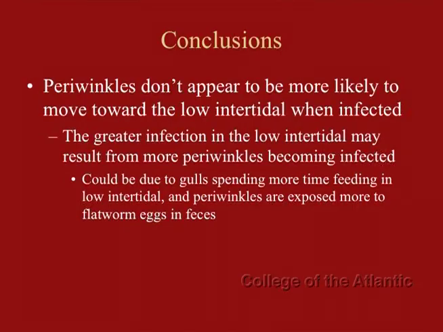It turned out that the periwinkles that were infected didn't move any differently from those that were uninfected. From this, I concluded that the periwinkles don't appear to be more likely to move lower in the intertidal once they're infected. This suggests that the greater infection found in the low intertidal might result from more periwinkles becoming infected there. A possible explanation for this could be that gulls may spend more time in the low intertidal foraging for food, and therefore the periwinkles are exposed to more gull feces and consequently more flatworm eggs.